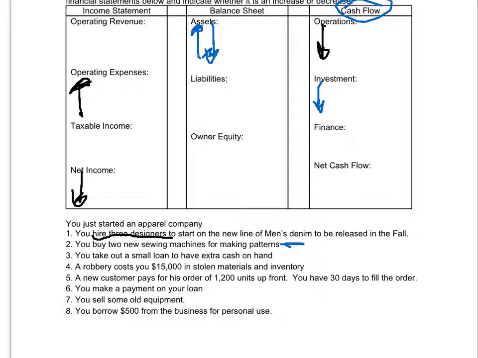Let's go to 3. And this one will be in that color orange right there. Take out a small loan, has some cash on hand. Here's what we're doing: we're getting some cash. We took out a loan, but at the same time the loan's a liability. Remember, owner equity plus liabilities are supposed to equal assets, and you should be A-OK. There's also an echo from the balance sheet over into the cash flow statement. Basically, borrowing and lending is supposed to be reflected in finance. So we had an increase in cash from finance.